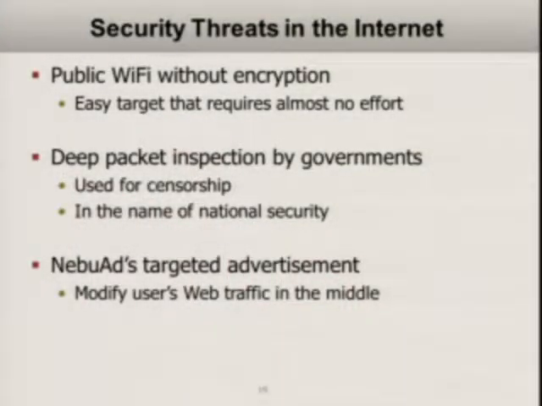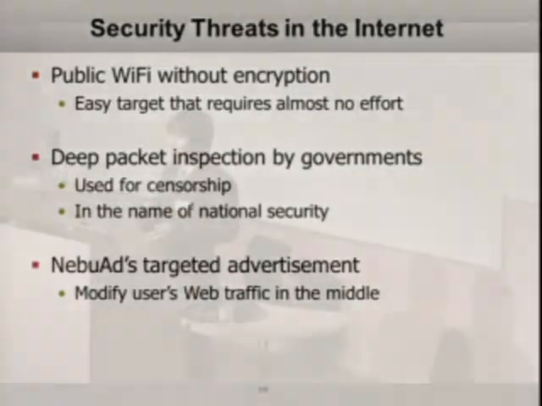So anything sent in plain text over the internet is a target of eavesdropping. So who does eavesdropping and where? Here I list 3 cases. So public Wi-Fi without encryption is an easy target for hackers to capture other people's traffic. Some governments are known or suspected to inspect traffic. There is censorship in the name of national security.